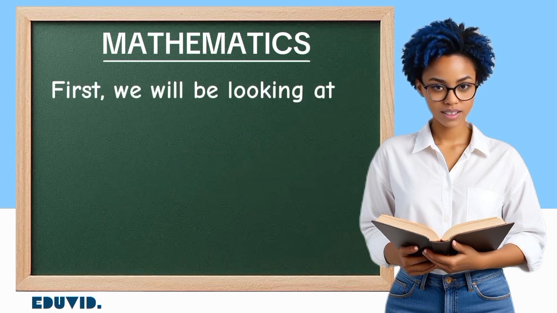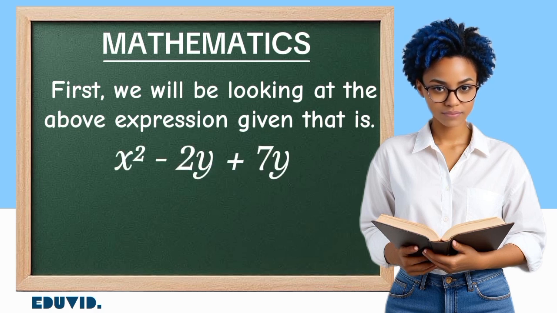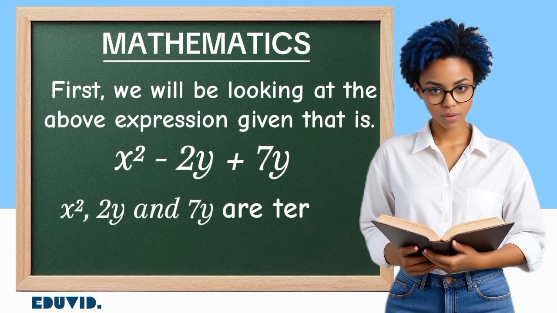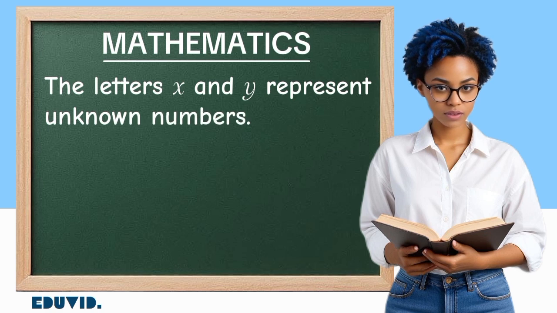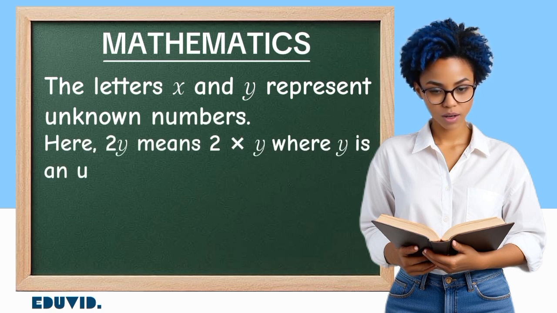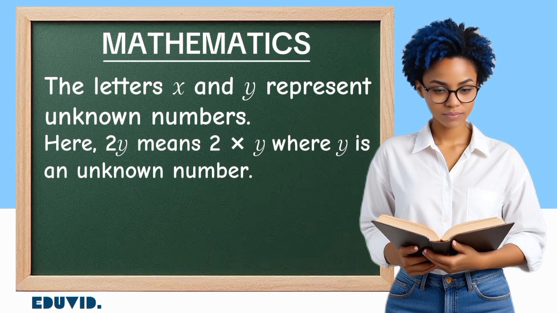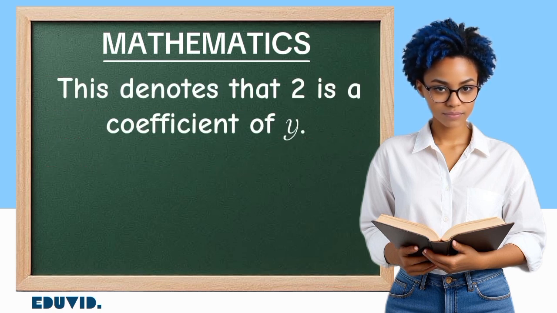First, we will be looking at the expression given above, that is, x squared minus 2y plus 7y. In this expression, x squared, 2y and 7y are terms. The letters x and y represent unknown numbers. Here 2y means 2 multiplied by y, where y is an unknown number. This denotes that 2 is a coefficient of y.